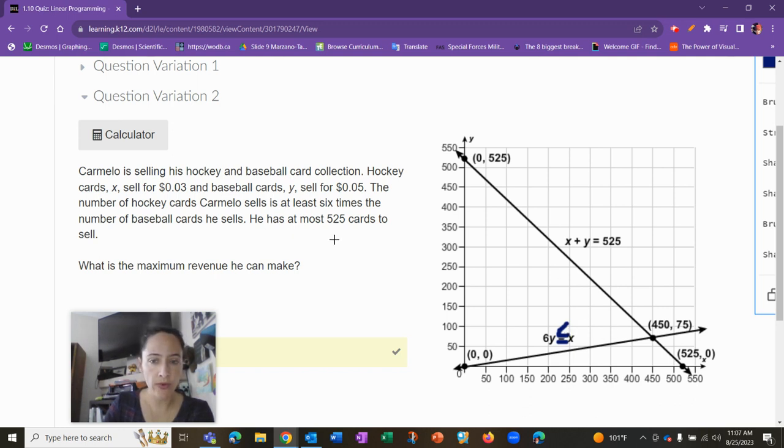He has at most 525 cards to sell. At most means x plus y is less than or equal to 525.